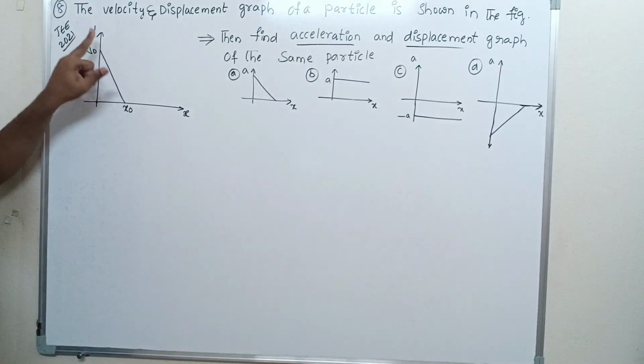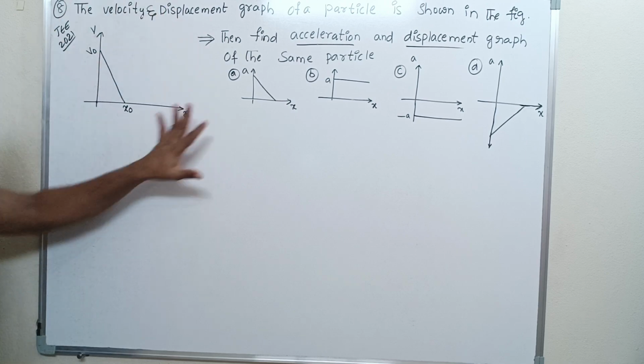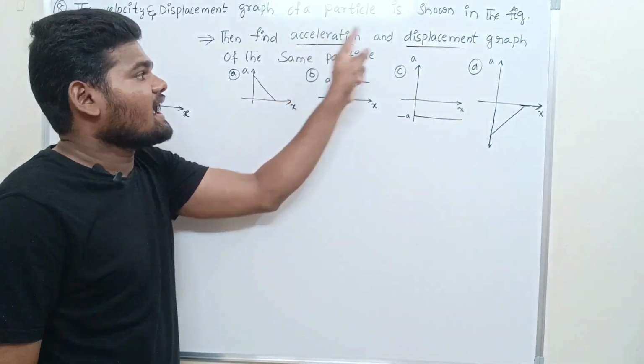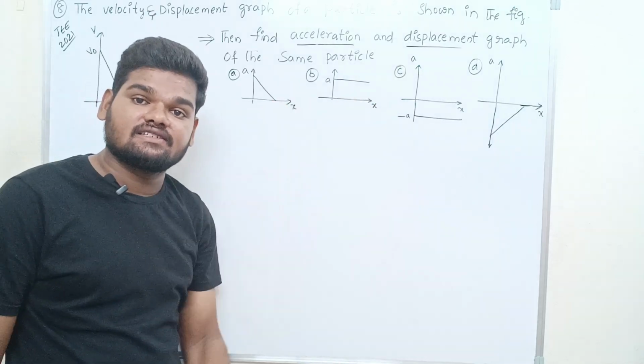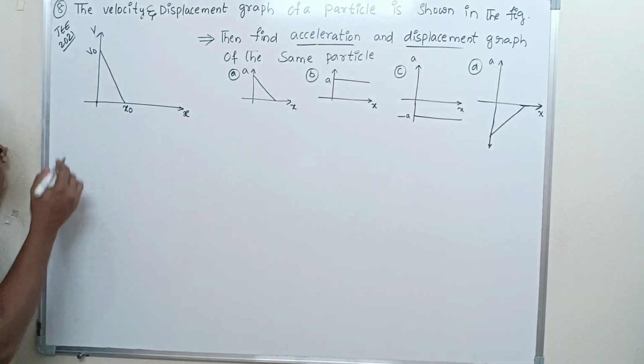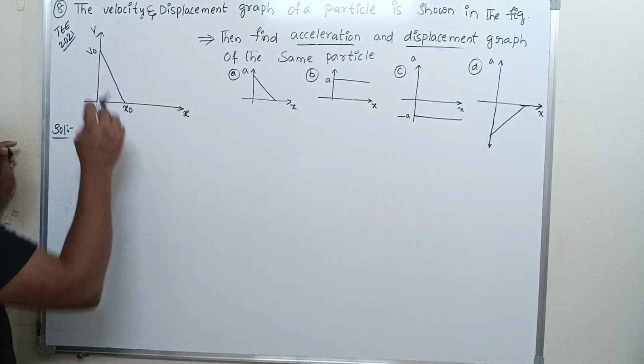So whatever the graph they are given for velocity versus displacement, for this particle, we have to find what? Acceleration versus displacement graph. Okay. So have a look. Solution. Right. So what is this?